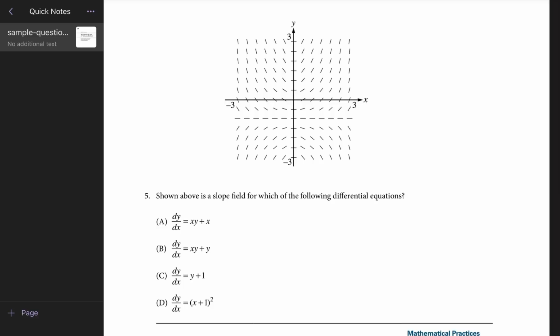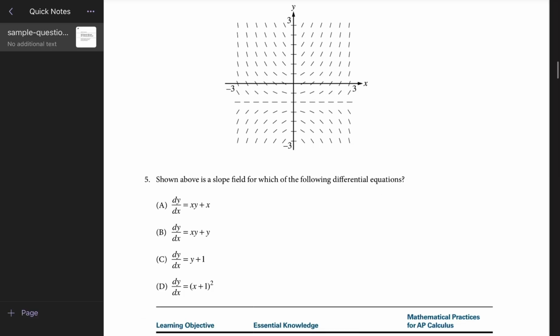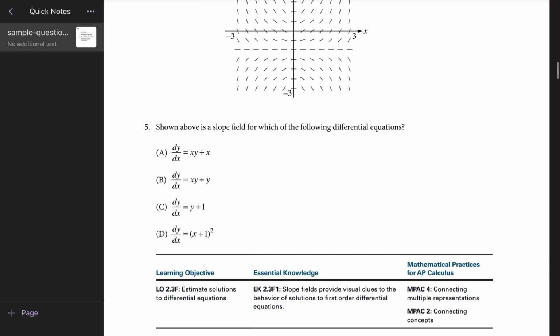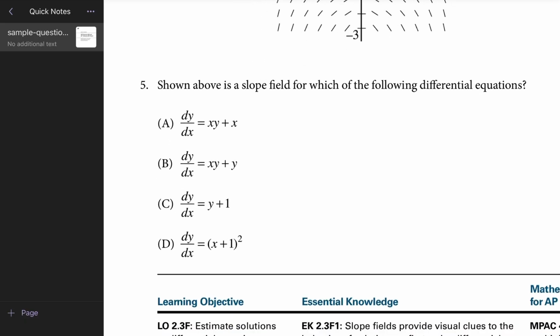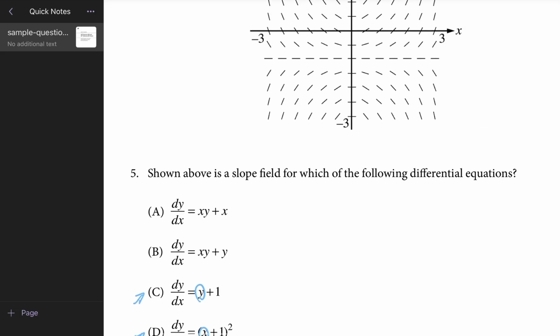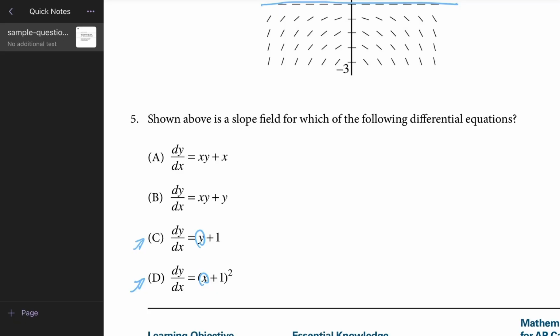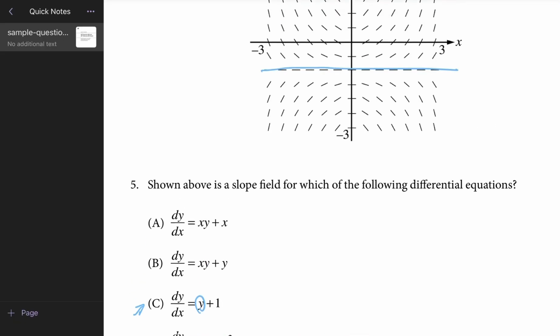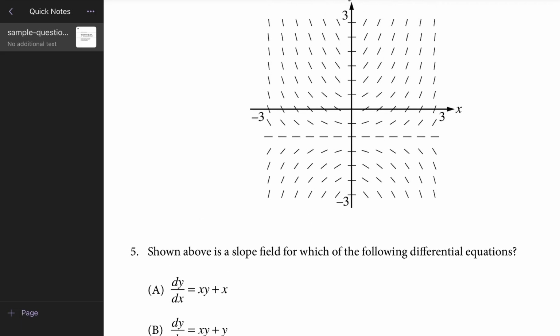Next, we have a slope field. So for slope fields, let's look at our answer choices. Whenever you have one variable in the answer choice, whether it's only y, as seen in answer choice C, or whether it has only x, answer choice D, this means that the slope has to be the same. If it only has y, it means the slope field has to be the same across all x values. And if it only has x, it means each slope has to be the same for every y value.